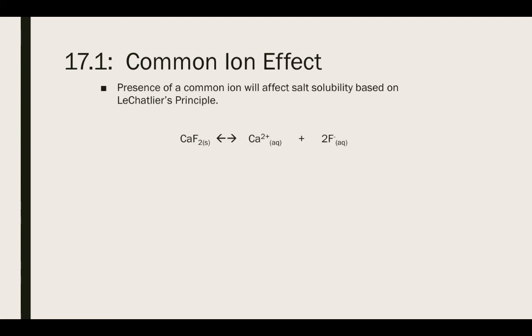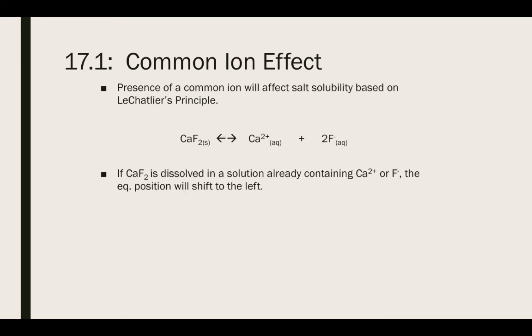Consider the equilibrium system shown here between solid calcium fluoride and aqueous calcium and fluoride ions. If calcium fluoride is added to a solution that already contains a common ion, calcium or fluoride, the equilibrium position will have to shift to the left to compensate for the extra ions. It's the same thing as increasing the concentration of one of our products. This causes our equilibrium position to shift to the left. This means that calcium fluoride is less soluble in a solution that contains a common ion.